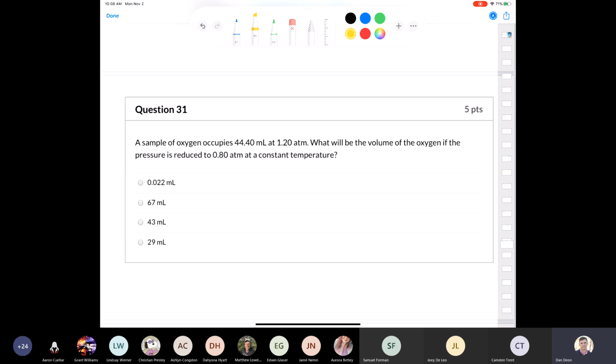Okay, a sample of oxygen occupies 44.0 milliliters at 1.20 atmospheres. What will be the volume of oxygen if the pressure is reduced to 0.80 atmospheres at constant temperature? We are given the initial volume of 44.0 milliliters, the initial pressure of 1.20 atmospheres, and the final pressure of 0.80 atmospheres. We learned earlier that pressure is inversely proportional to volume.